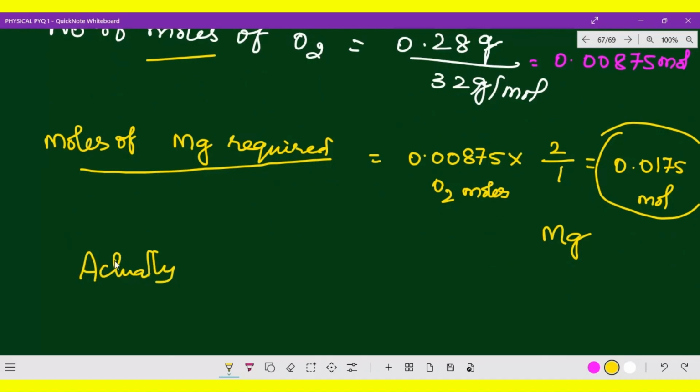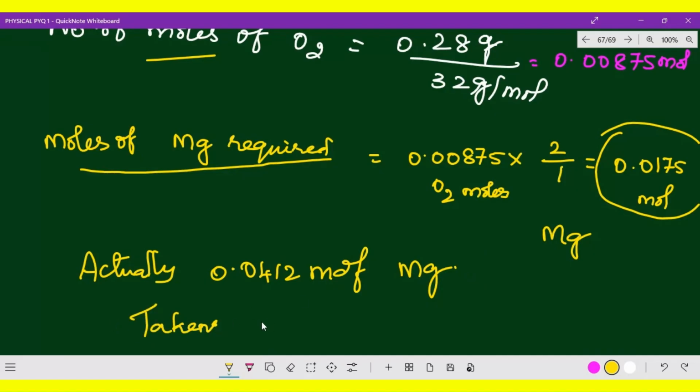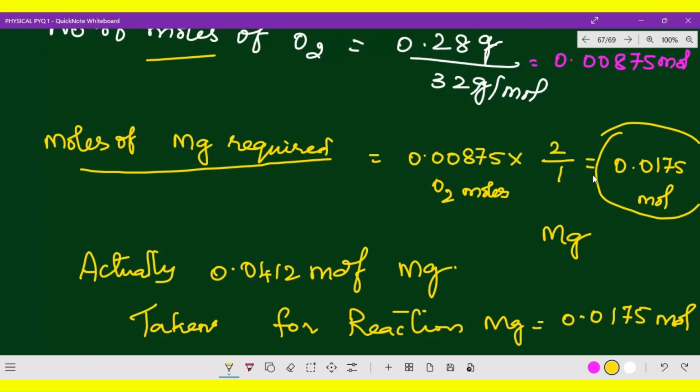I just mention it here clearly. 0.0412 mole of magnesium is available, but the moles taken for the reaction, in that way we can write it, taken for reaction, magnesium as 0.0175 mole. How do we get it? It is from the balancing mole ratio 2 by 1. This is magnesium and this is oxygen. That is the way we have taken it. I hope you got the clarity.